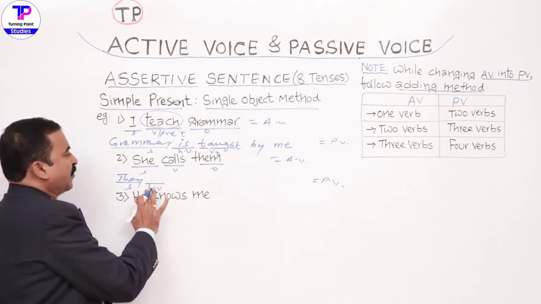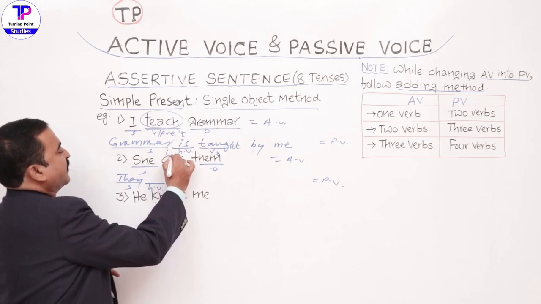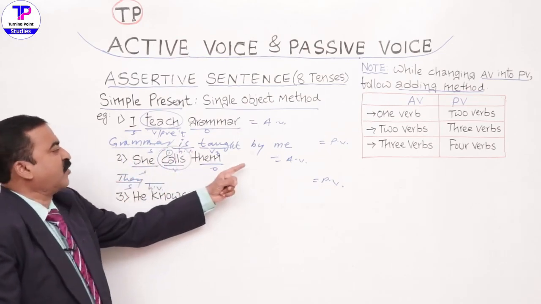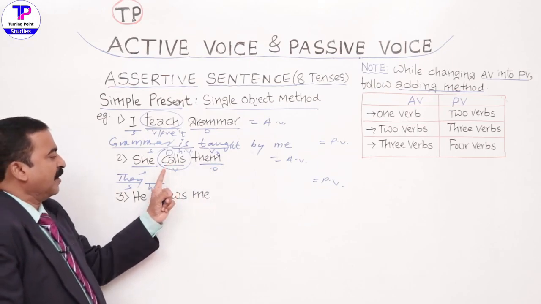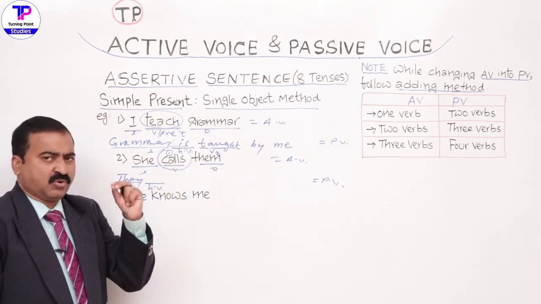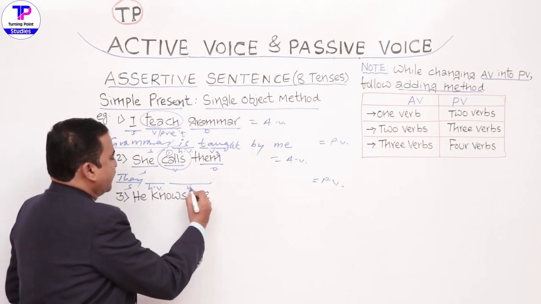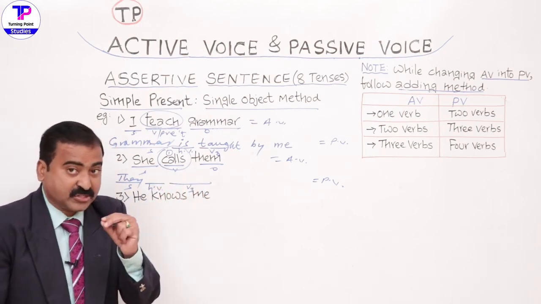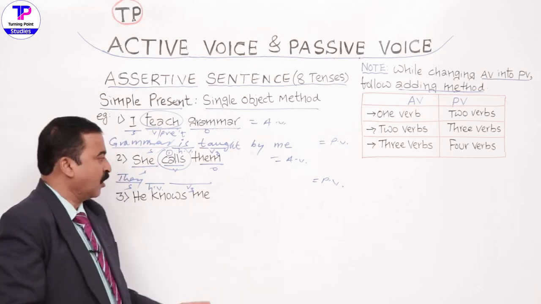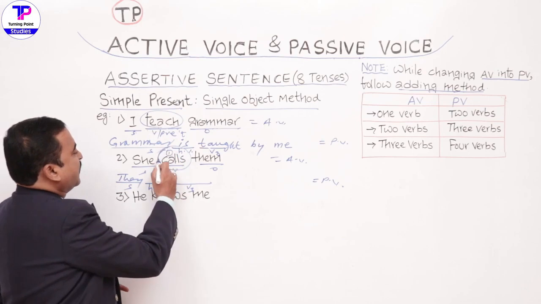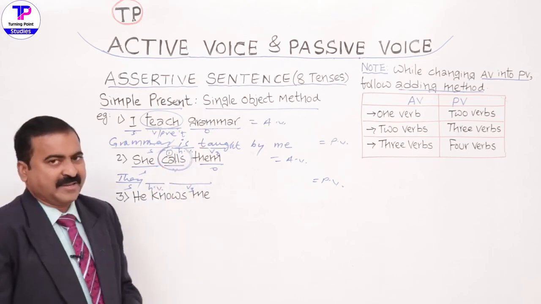To write the helping verb, check how many verbs are there in active voice. There is only one verb. In active voice, if there is one verb, in passive voice, you have to set two verbs. First one is helping verb and the next one is V3. I am telling you logically, not traditionally. Okay. Now, to write helping verb, you see that one verb. What is that verb here?